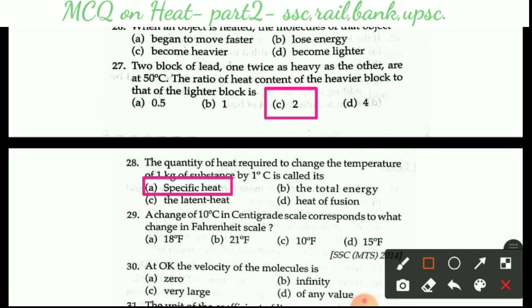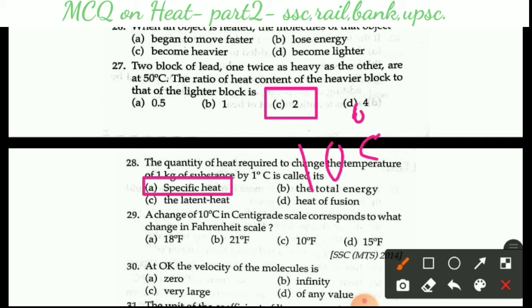Next question is question number 29. A change of 10 degree Celsius in centigrade scale corresponds to what change in Fahrenheit scale? A 18 degree Fahrenheit, B 21 degree Fahrenheit, C 10 degree Fahrenheit, D 15 degree Fahrenheit. In that question, we have to find out how much change in Fahrenheit scale is equal to a 10 degree Celsius change.